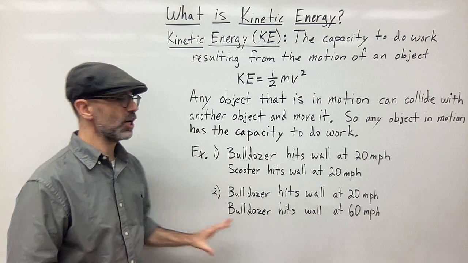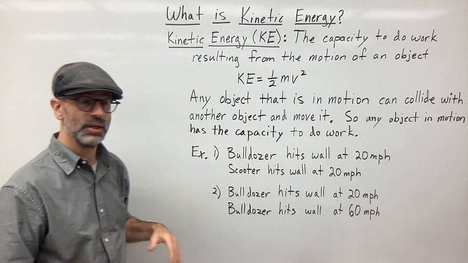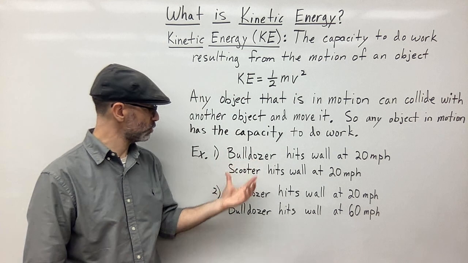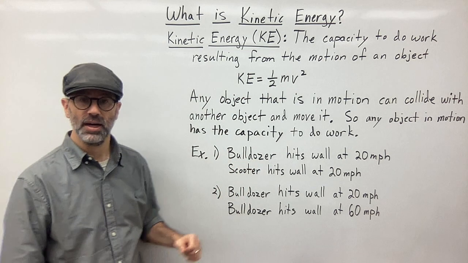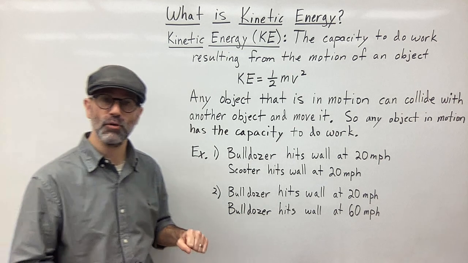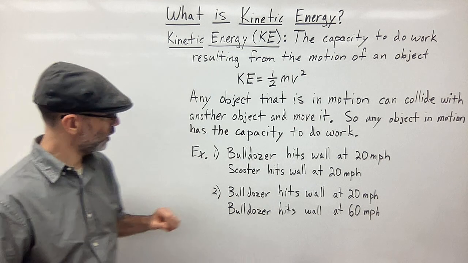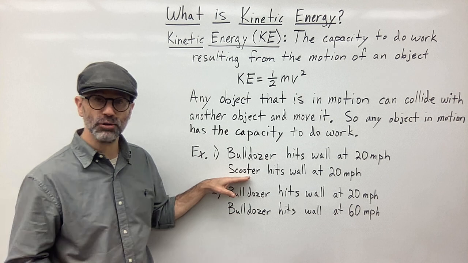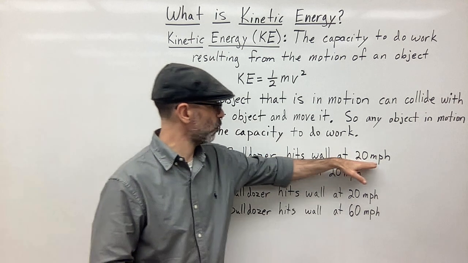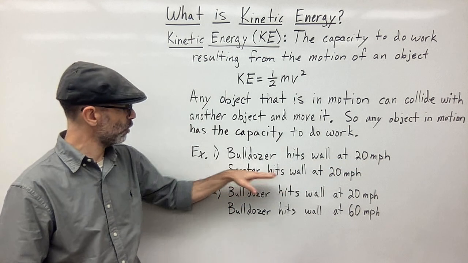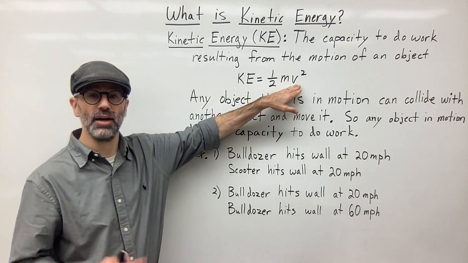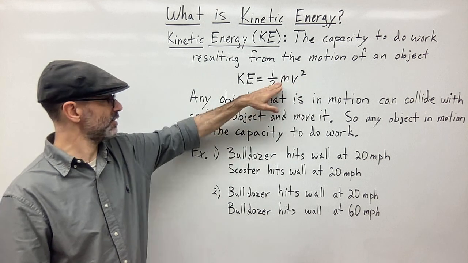My examples here in relation to mass and velocity are here. I'm going to use two examples. Let's compare a bulldozer and a scooter. This is one of those foot motion scooters you use to move with your feet, not a motorized scooter, although a motorized scooter could work in this example as well. I have a bulldozer that hits a wall at 20 miles an hour, and I have a scooter that hits a wall at 20 miles an hour. Here they're moving at the same velocity, so the velocity is the same, but the mass is very different.